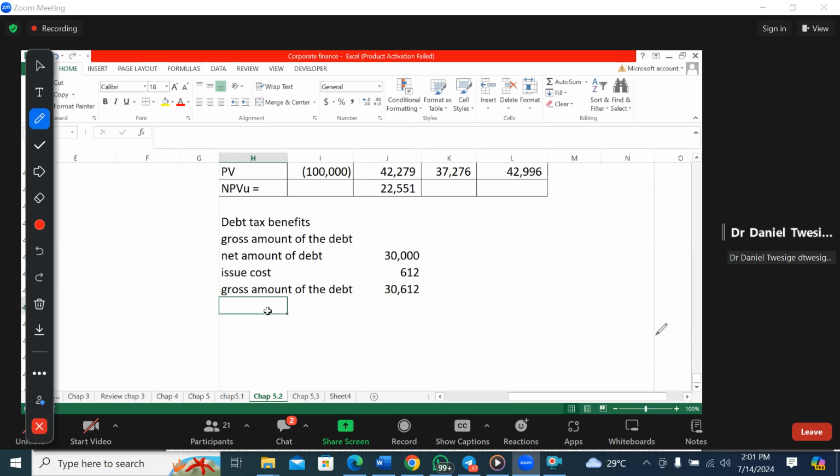Now, what is going to be the interest on this debt? Interest on the debt at 9%. So that's what was given in the question. It's going to be this times 9%. I think we get that.